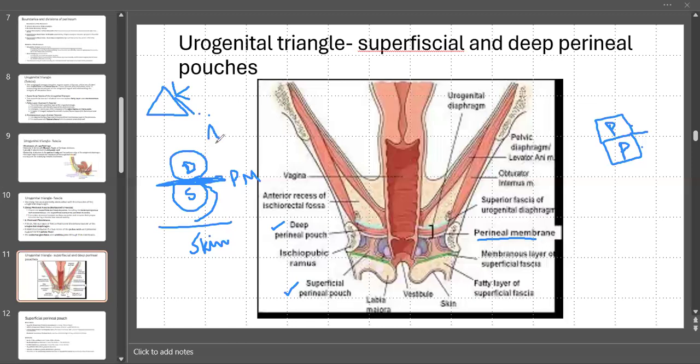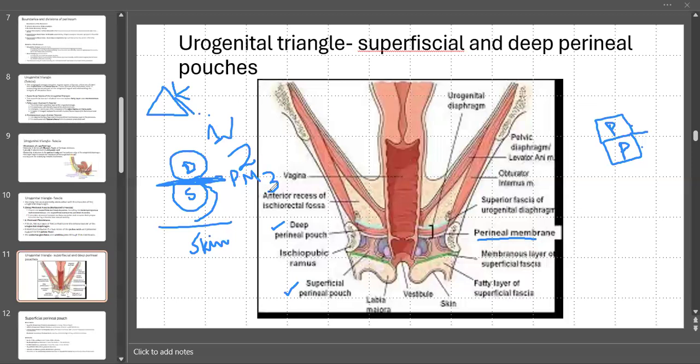First past paper question, which structure is separating the superficial and deep compartment? You will say perineal membrane. Second past paper question, what is the inferior boundary of the deep perineal pouch? You will say perineal membrane. Third past paper question, what is the superior boundary of the superficial perineal pouch? You will say perineal membrane. That's all.